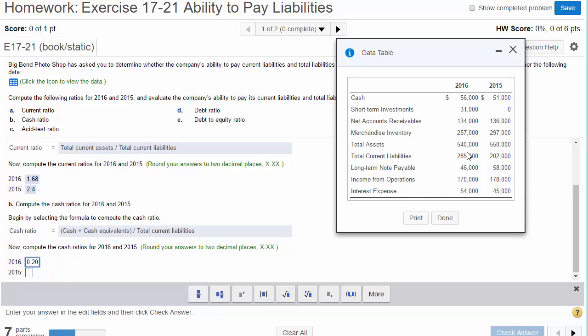For 2015, we need our cash, $51,000, divided by our total current liabilities of $202,000, and that gives us 0.25. Before we round, it gives us 0.2524, but we need to round to 2 decimals.